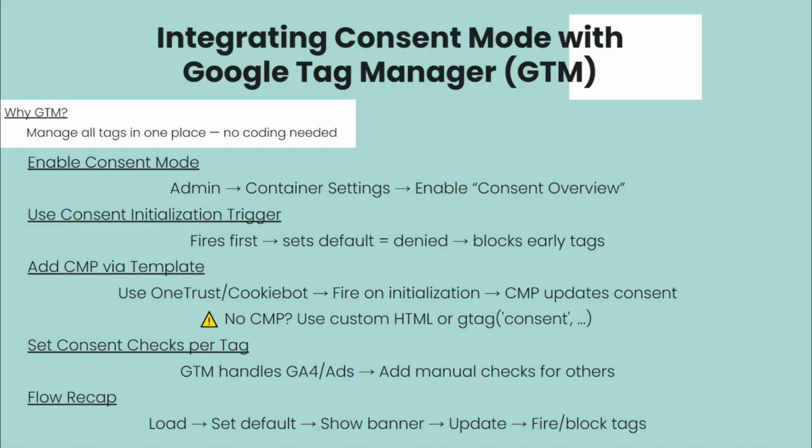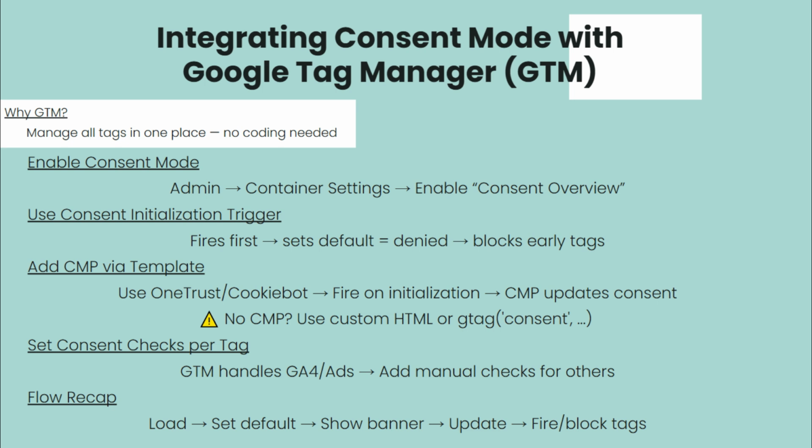In GTM, the CMP's tag might trigger a gtag consent update call or use GTM's API to flip those states to granted as appropriate. Step 5. GTM registers that update. It can then allow tags to fire that were waiting or ensure future events now include consented data. Cookies can now be set by GA and ads.